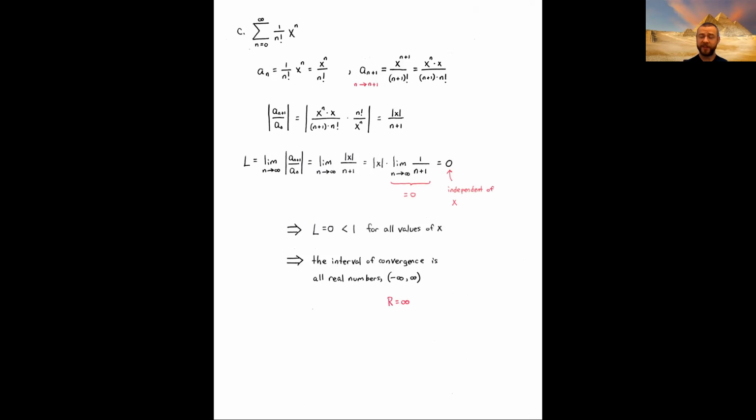All right, so that's basically the end of our first lecture on power series. This example in part C that we still have up here is going to, as it turns out, be a very important power series, but I kind of don't want to give too much away. We'll save that for the following lectures.